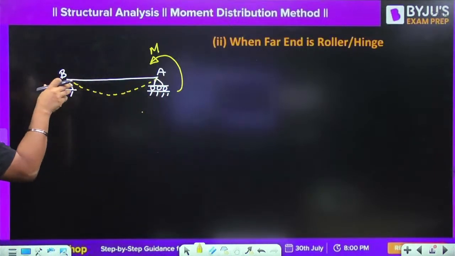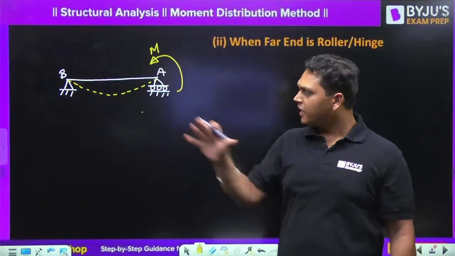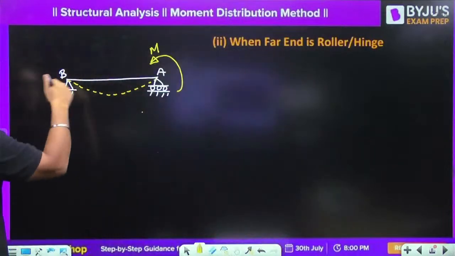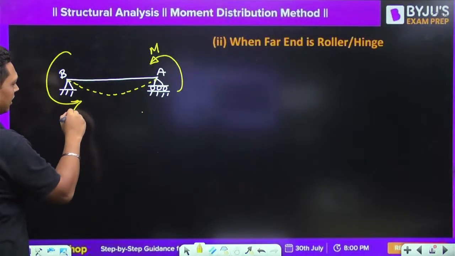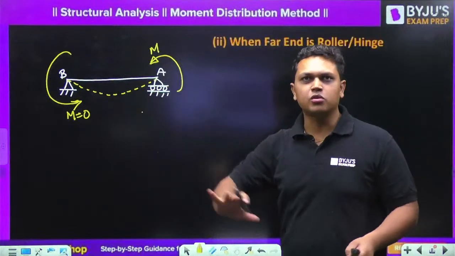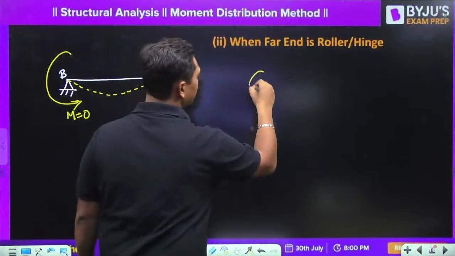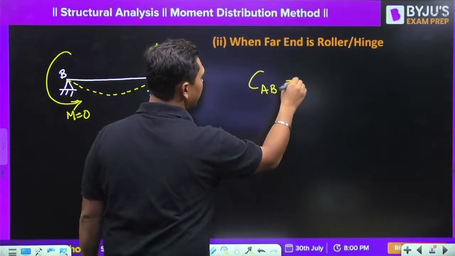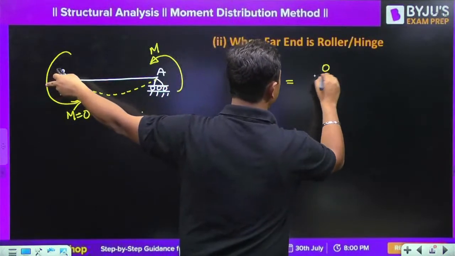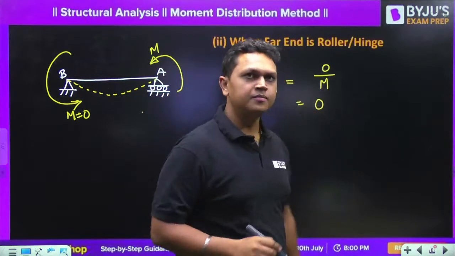And since the support over here is a pin support, there is no resistance to rotation. It is free to rotate. So the moment developed over here is equal to 0. So there is no resistance over here. So zero moment is going to develop at this location. So in this case, the carryover factor CAB will be equal to the carryover moment at B, which is 0, due to the applied moment at A, which is M. So it becomes equal to 0, everyone.